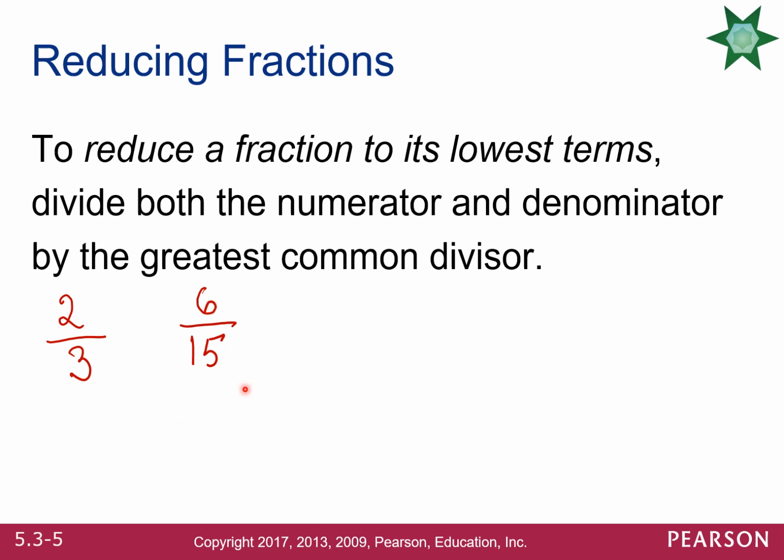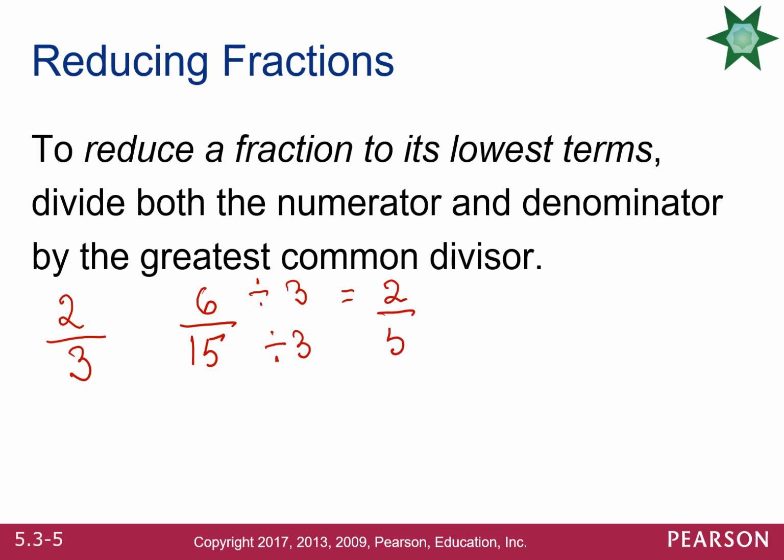So let's move on to the next number, 3. 6 can be divided by 3, right? And 15 can also be divided by 3. So there is a common divisor, a common factor that will divide both 6 as well as 15. And in this case, that is the number 3. So 6 divided by 3 and 15 divided by 3 gives us 2 over 5.